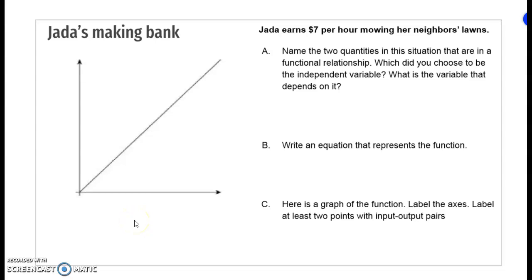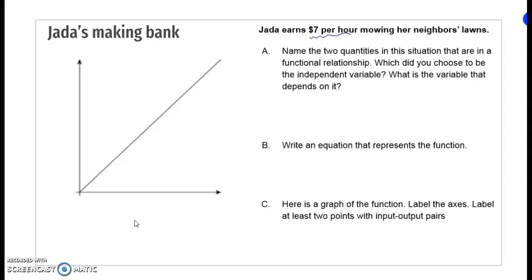Today we're going to be talking about linear functions. We've been talking about it throughout the last year, along with slope and everything like that. So what we're going to do now is see Jada's making bank. So Jada earns $7 per hour for mowing her neighbor's lawn.